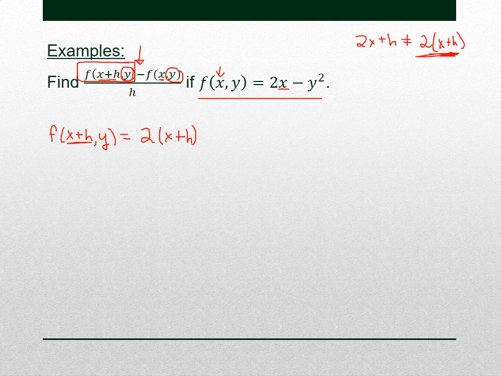Okay, so we plugged in x. Now we want to plug in y, but y is just y. It didn't change. So y squared, there it is. And that's f of x plus h comma y. This f of xy, which we're going to subtract, is just this guy, so I won't write it down again, but that's going to be that thing. And then we have the h on the bottom. So let's put that all together.